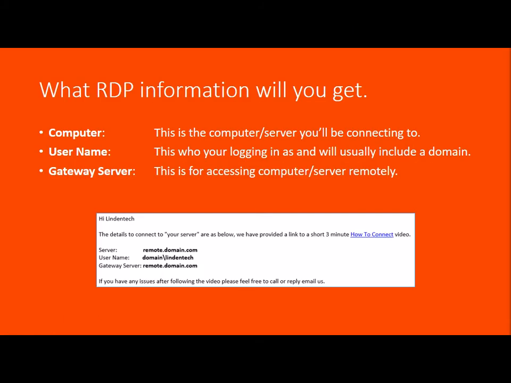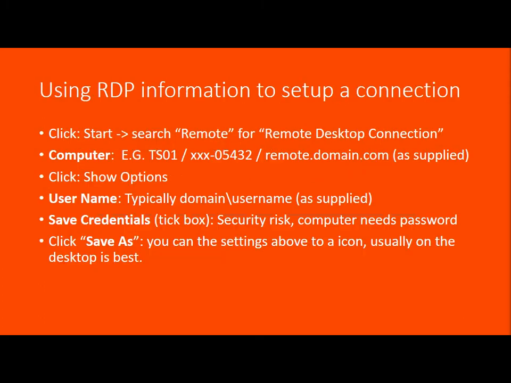If you're new to RDP connections, we may send you some information on how to set one up. This would usually be a computer name for you to connect to, your username, and possibly a gateway server. I'll now go through how to use this information. If you click on Start and start typing in remote desktop connection, it will usually pick up remote desktop connection just by the word remote.